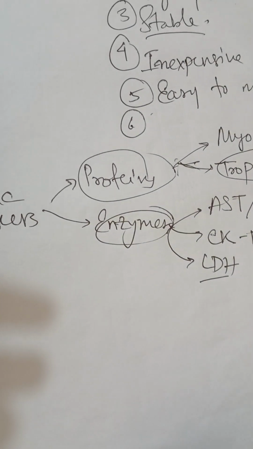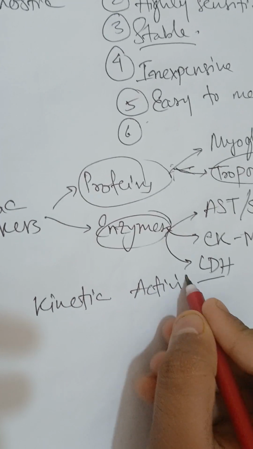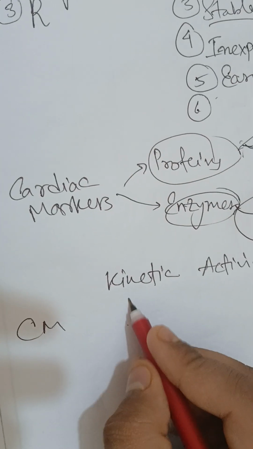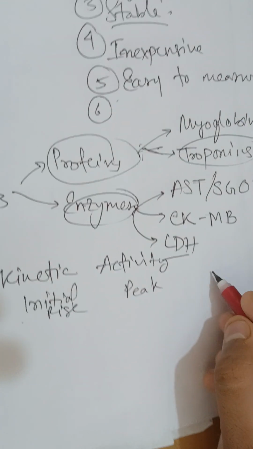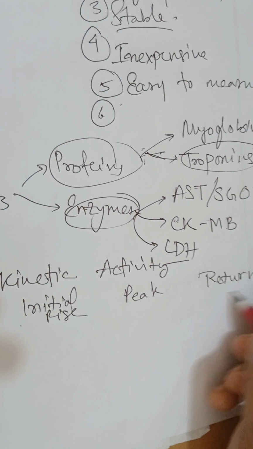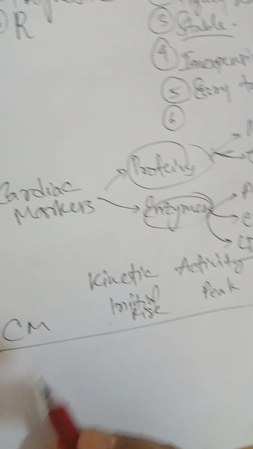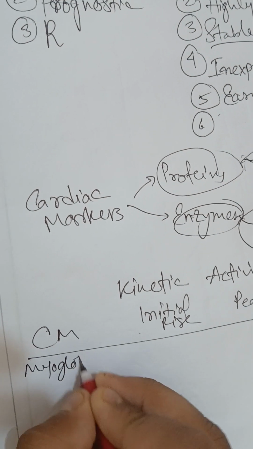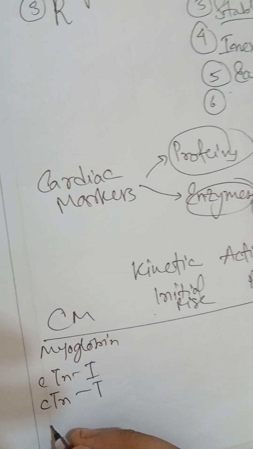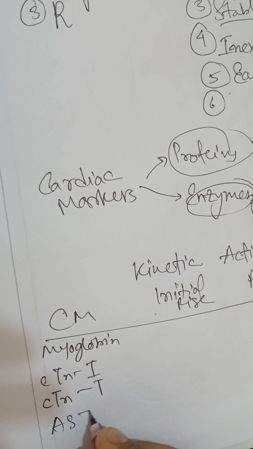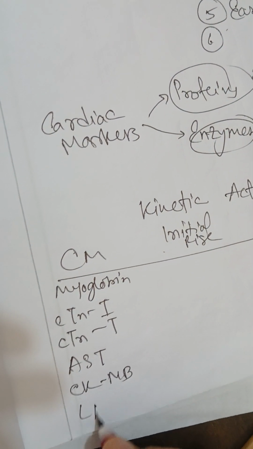So I'm now discussing the kinetic activity. So what are the cardiac markers? This is the initial rise, peak point, and return to normal. I'm talking about the concentration in the blood. So the cardiac markers are myoglobin, cardiotroponin I, cardiotroponin T, and aspartate aminotransferase, creatine phosphokinase with subunit MB, and lactate dehydrogenase.